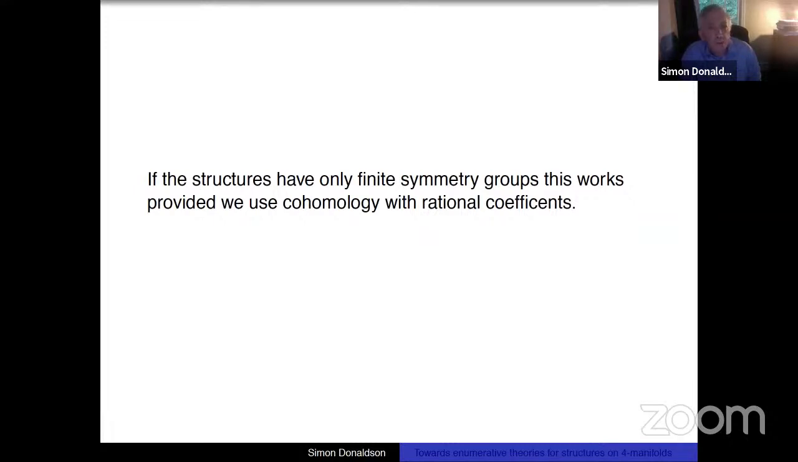So in the examples we want to consider, in fact, saying we have no symmetry groups would be too strong. But if we only have finite symmetry groups, which will apply in the examples we want to consider, the same thing works provided we use rational cohomology.